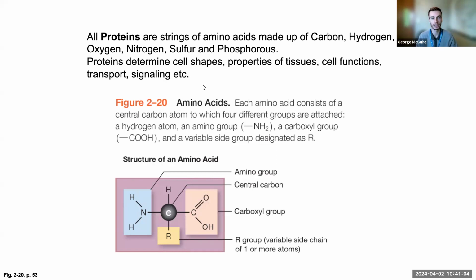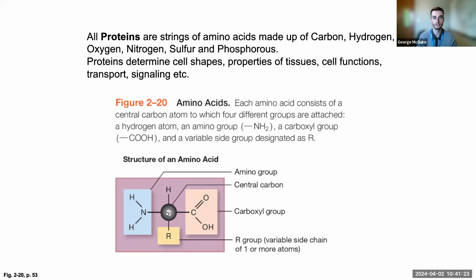So proteins are all made up of different sequences and orders or numbers of amino acids. Amino acids are our monomers, our building blocks here. And there are 20 different types of amino acids that are utilized by all living things. And each amino acid has the same basic structure.